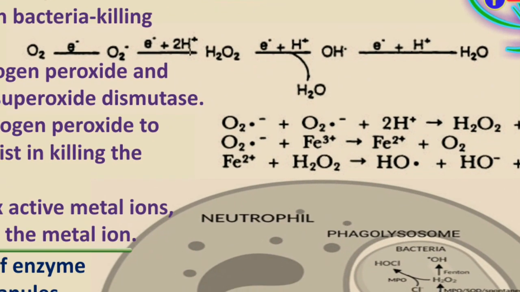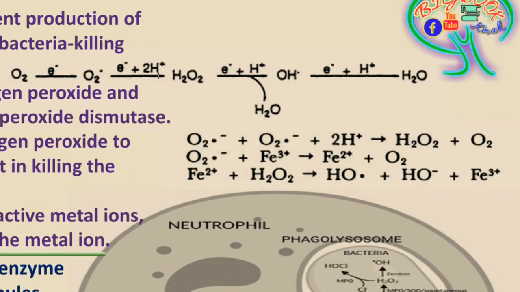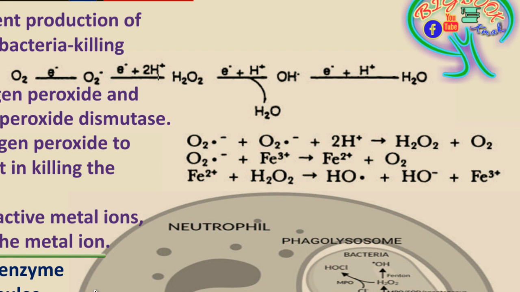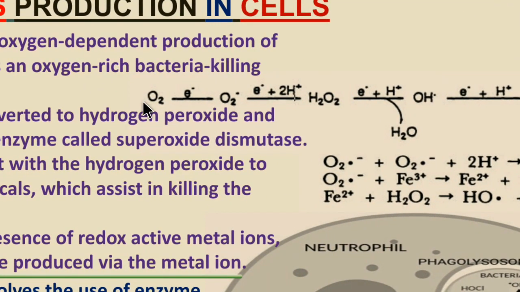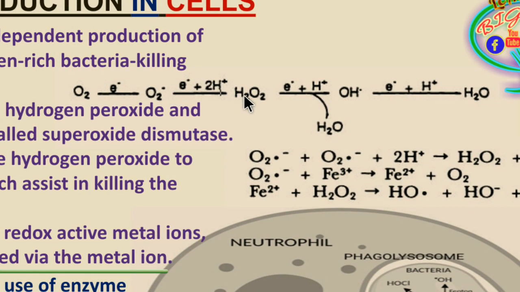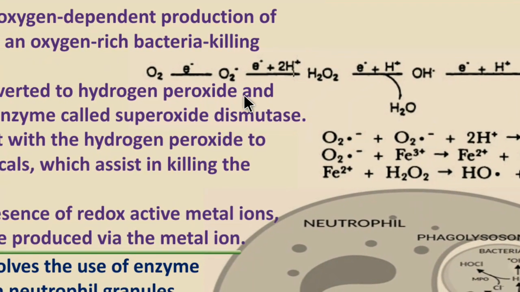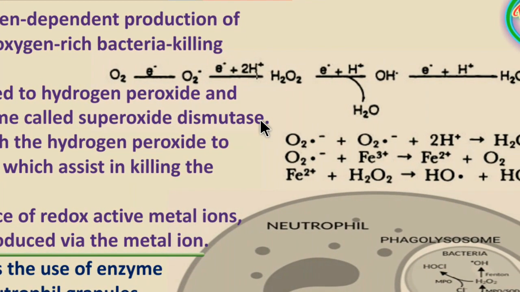Guys, as per the explanation here, we can see that the superoxide is going to form the hydrogen peroxide and the singlet oxygen in the presence of the superoxide dismutase.